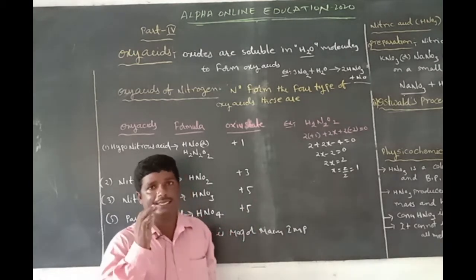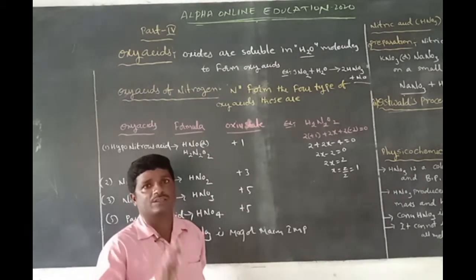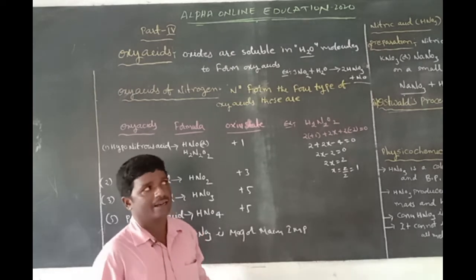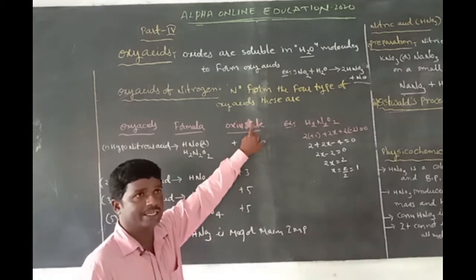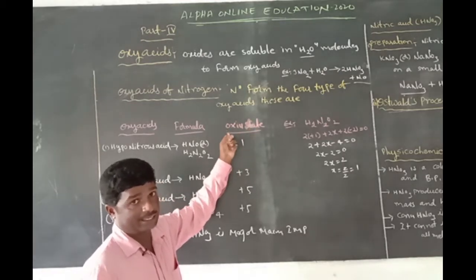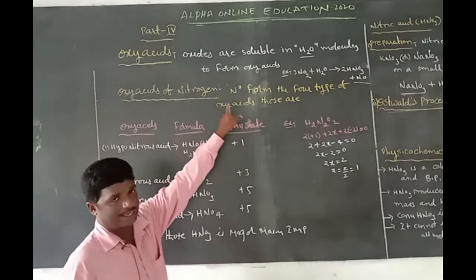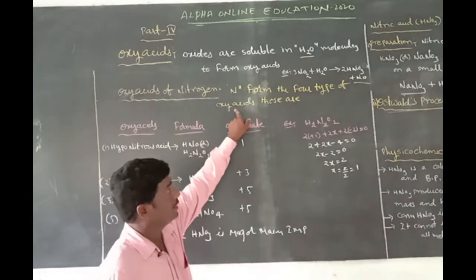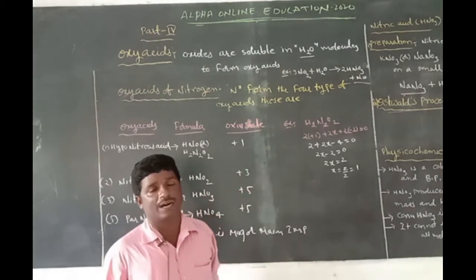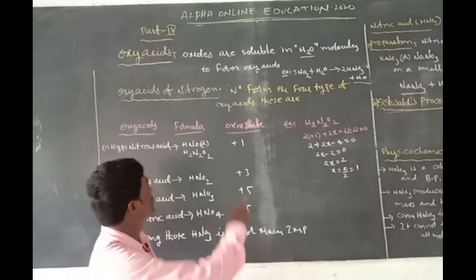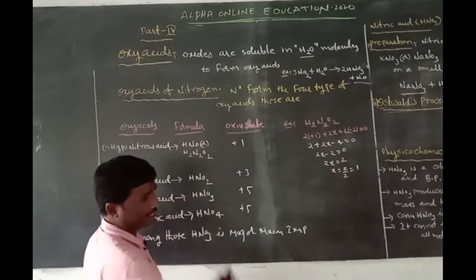Any type of oxide dissolved in water forms an oxyacid. In group 5A elements, nitrogen forms different types of oxides, which give the oxyacids of nitrogen. Nitrogen forms four types of oxyacids. Let us see the oxyacids, their formulas and oxidation states.